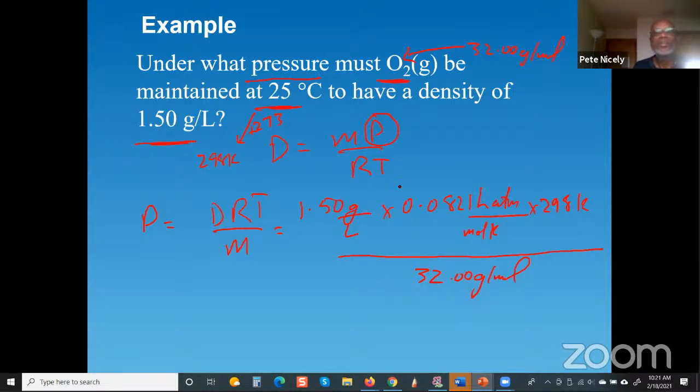And again, we're going to look at some units canceling out. The grams will cancel out here and here. The moles will cancel out here and here. Kelvin will go here and here. And the volume in liters will go here and here. So what we're left with will be 1.50 times 0.0821 times 298 divided by 32. And according to my calculations, the final answer here would be 1.15. And the units, of course, would be atmospheres. All right. And that's basically how this would be solved.